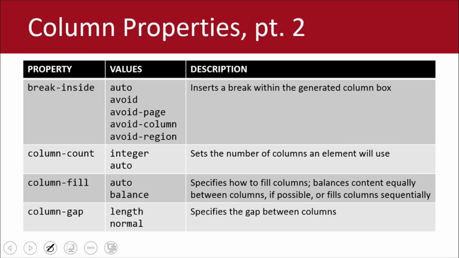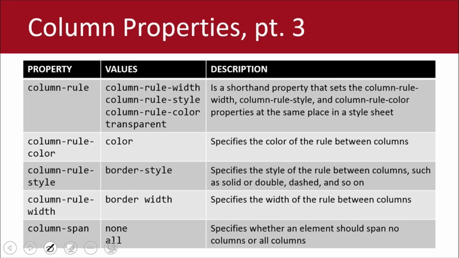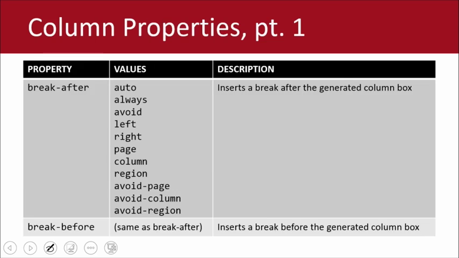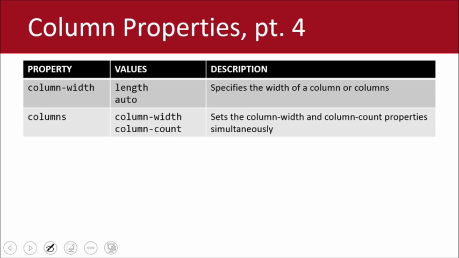You can also fill the columns sequentially, right? So column fill is useful for that. We also want to go ahead and make sure that we pay attention to all the ones posted here with the column rule. We've got column rule color, which will specify the color of the rule between the columns and whether or not there's a line, sort of like the red one that I drew earlier, right? And finally, column width and then columns. Columns is shorthand for setting the column count and the column width.